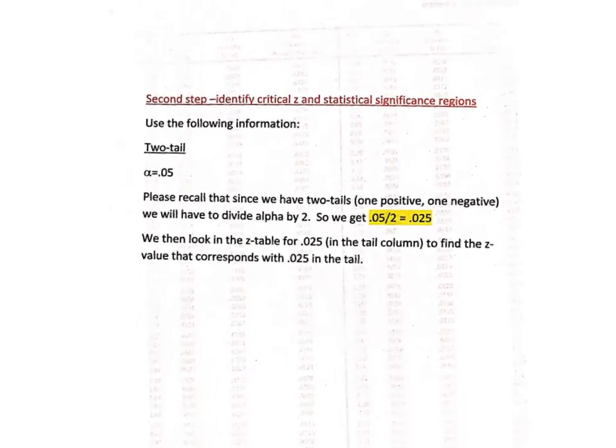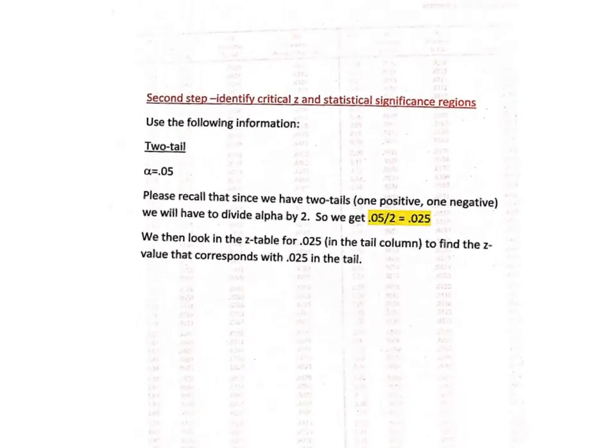Step 2 would be to identify the critical z and the statistical significance regions. You'd use the following information: the fact that you have a two-tailed test, that alpha equals 0.05. And since you have two tails, there are two possibilities. One is that the score is very high, or the score is very low. So one is a positive tail, one is a negative tail. You're going to divide your alpha by 2. So you get 0.05 divided by 2, which equals 0.025.